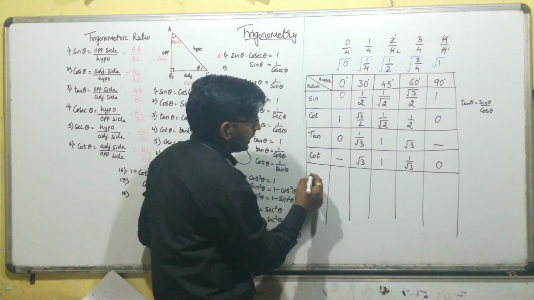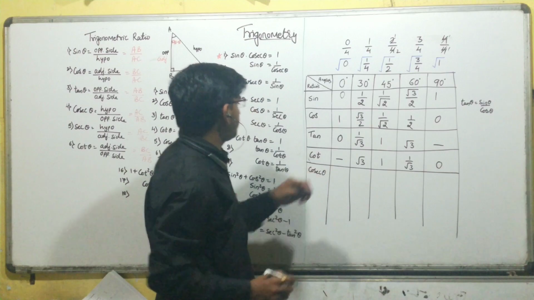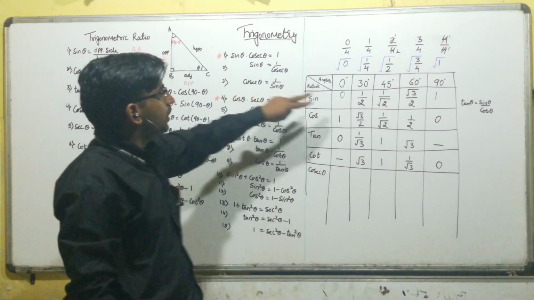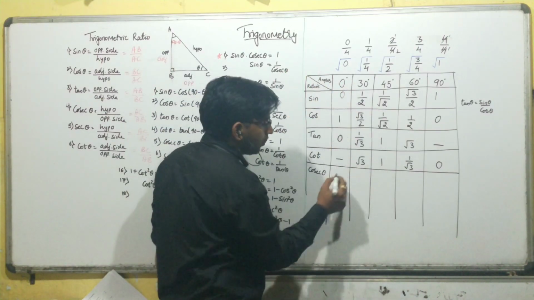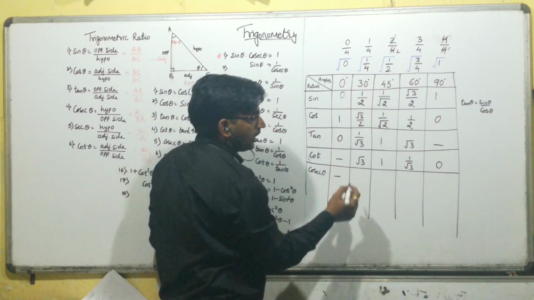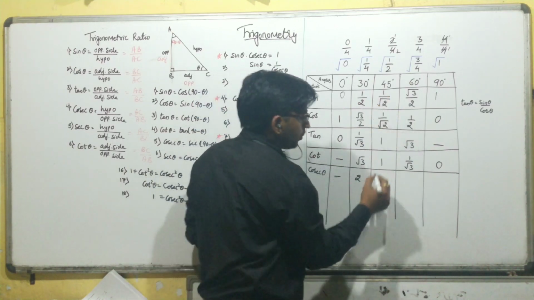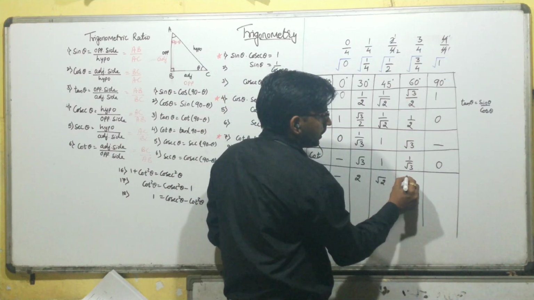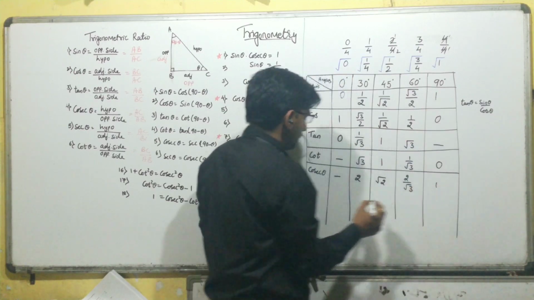Now the next one is cosec theta. Cosec is what we have just now studied here. Cosec is equal to 1 upon sine. So we'll just inverse it, means we'll take 1 upon. So 1 upon 0 is not defined. This will come inverted. 1 upon 2 will give you 2 upon 1. 1 upon root 2 will give you root 2 upon 1, that is root 2. Root 3 upon 2 will give you 2 upon root 3, and 1 upon 1 will be 1 only.